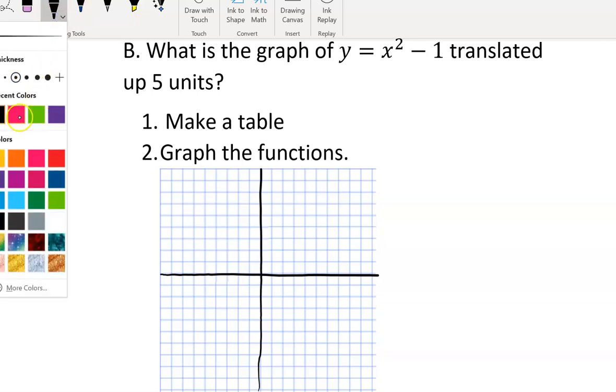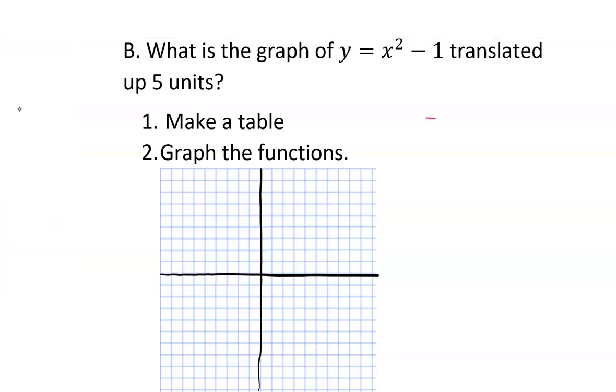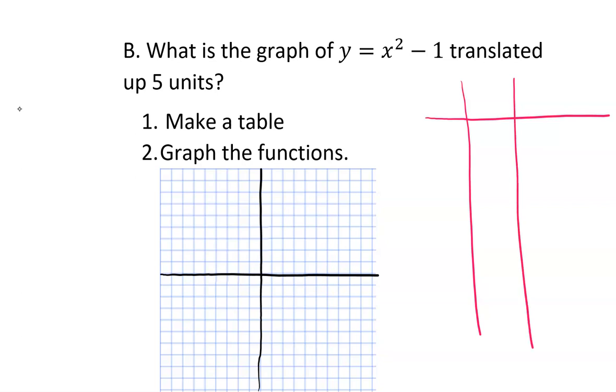Okay, so I'm going to do it a little bit different than the book does. I'm going to do 3 columns. So we're going to have x, we're going to have x squared, and we're going to have x squared minus 1. And then we will do x squared plus 4.